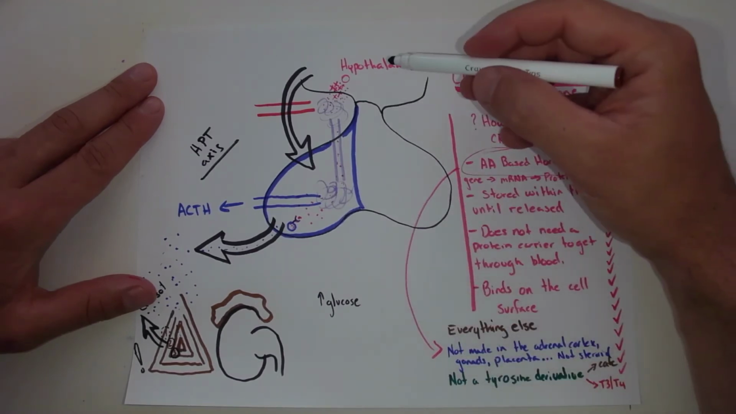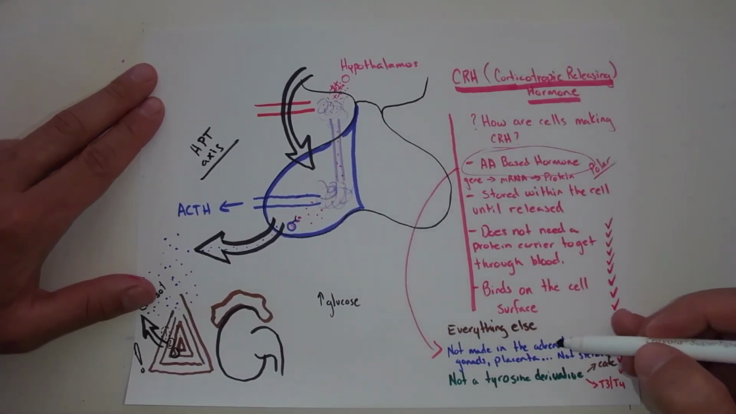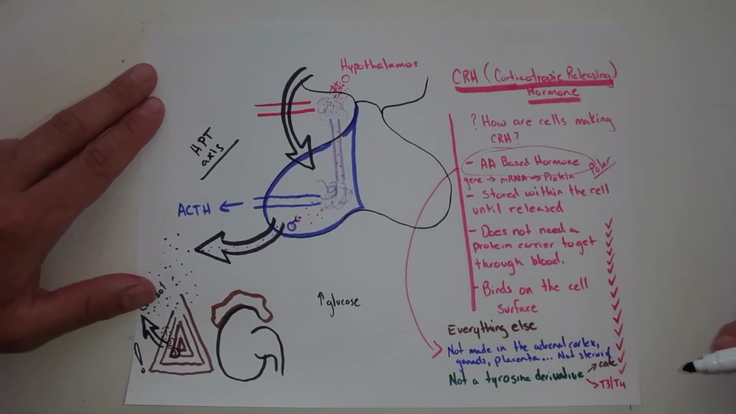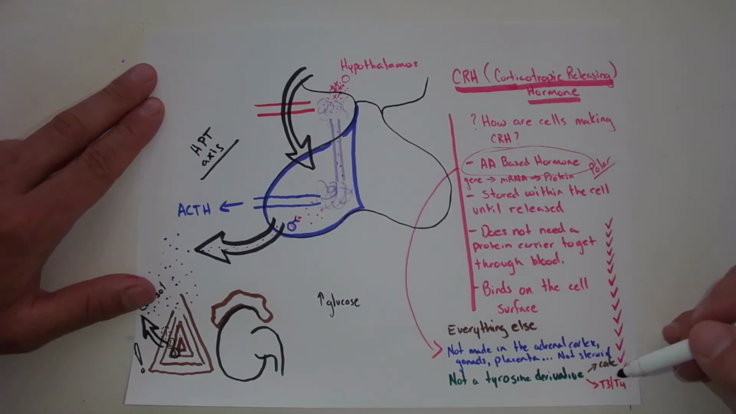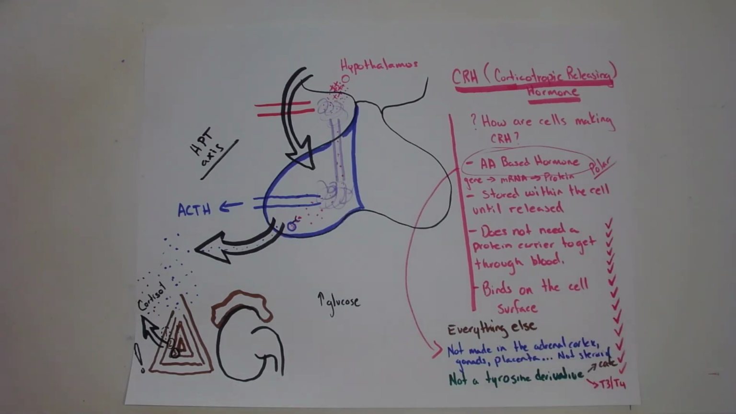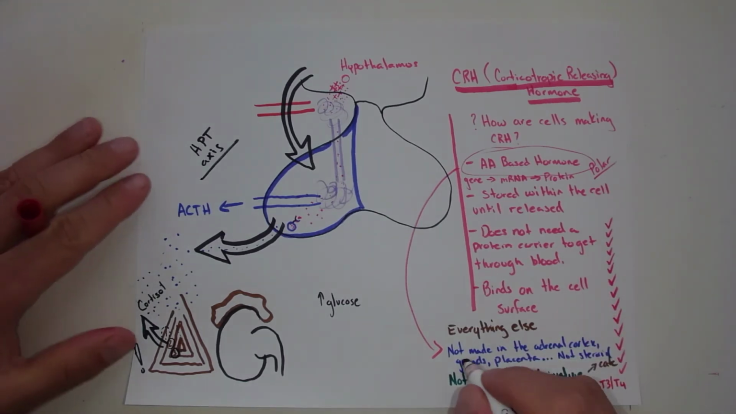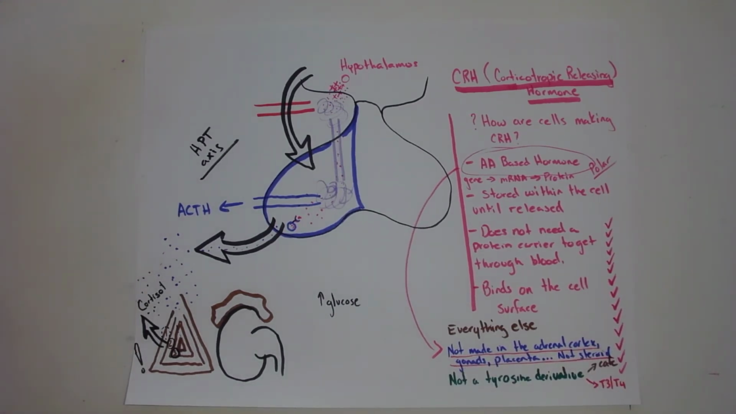It's made in the hypothalamus. Hypothalamus is not adrenal cortex, gonads, or placenta. And it is not a tyrosine derivative. Those are made in the adrenal medulla, but they behave like amino acid-based hormones, or a thyroid hormone, T3, T4, which behave like steroid-based. I should have done that in red to be consistent with the other video. It's everything else.